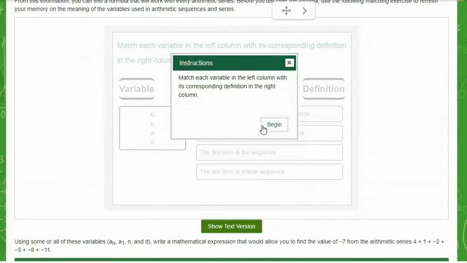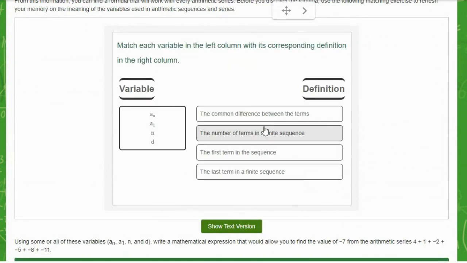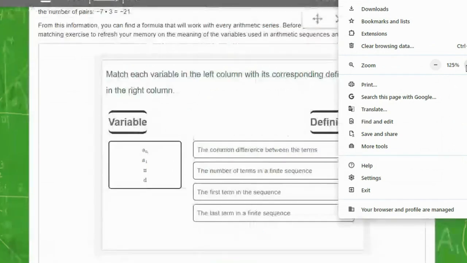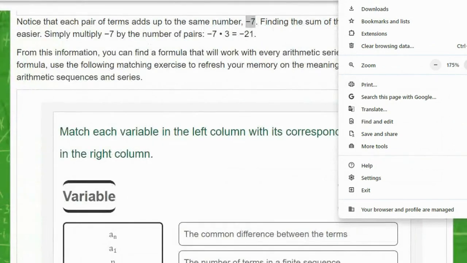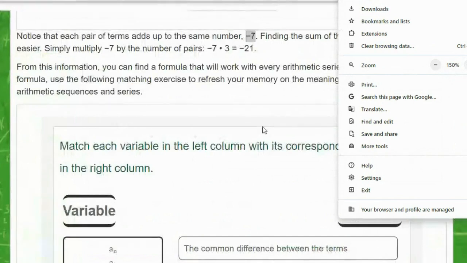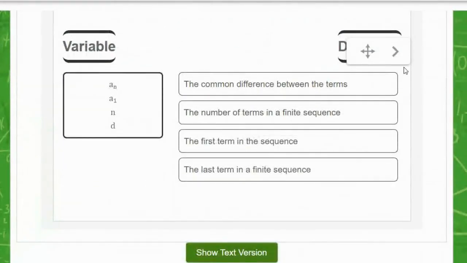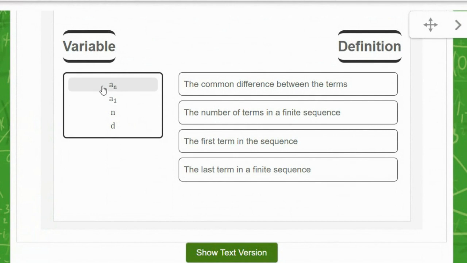All right, before we go on, they want us to do a little vocabulary check. We've been using different words, so we need to make sure we understand some vocabulary. I'm going to make this bigger, so it's bigger on your screen. All right, here's our variable. A sub n, A sub 1, n, and d. And here's 4 definitions. So let's start with an easy one.